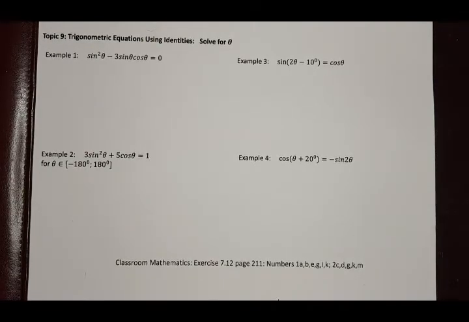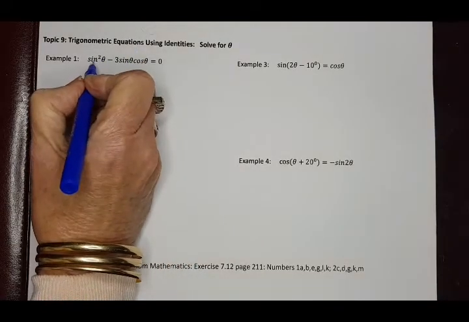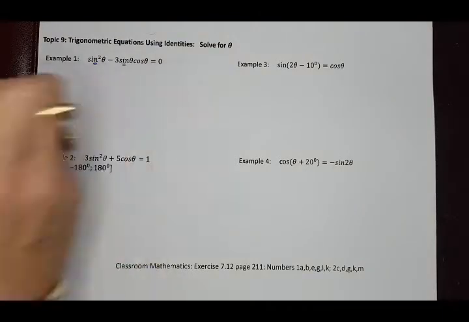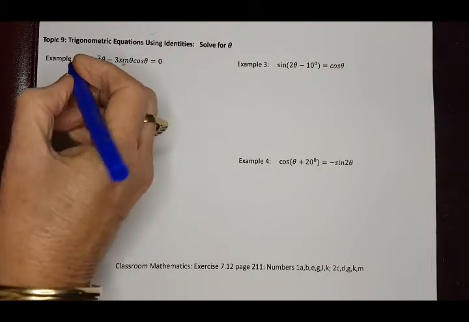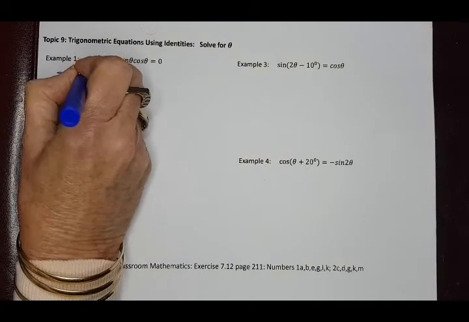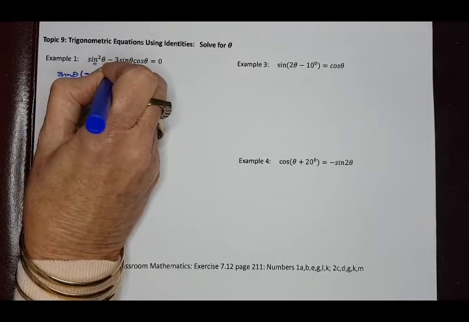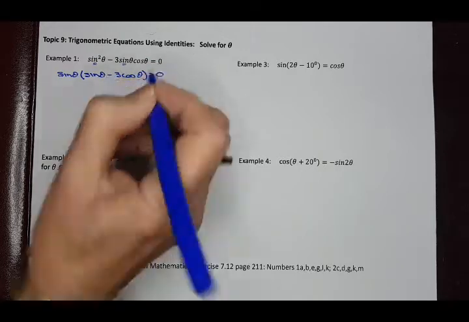This ninth topic deals with solving trigonometric equations using identities. If we have a look at this example over here, this is essentially a quadratic equation. So we're going to follow the principles that we do with an algebraic quadratic equation. The principle: everything on one side equals naught, and then factorize. This first sum, our common factor is going to be sine of theta, and our bracket becomes sine theta minus 3 cos theta is equal to naught.